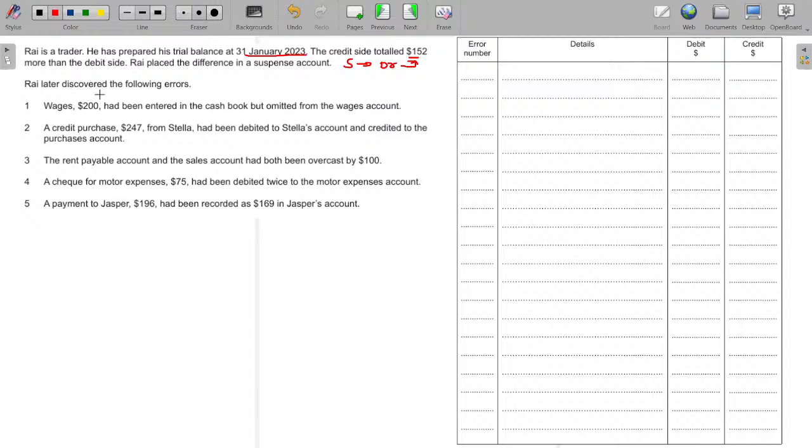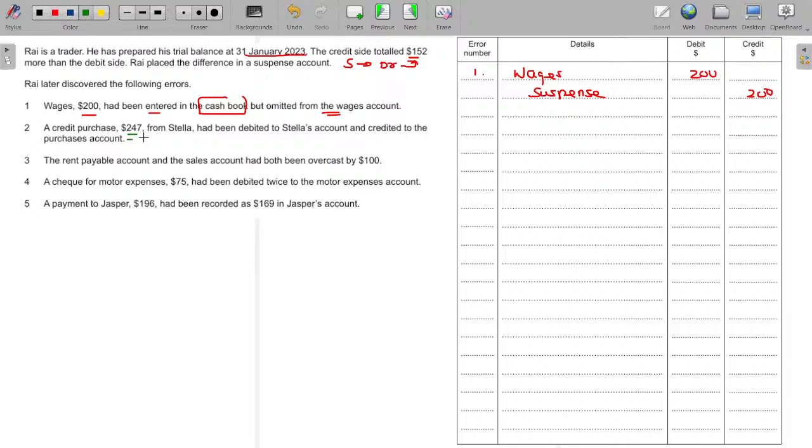Roy later discovered the following errors. Wages 200 had been entered in the cash book but omitted from the wages account. So only in the wages account it is omitted. Now you have to rectify this one. Wages is a debit, so I debit this. But in cash it is correctly recorded, so the other side will now be named as what? Suspense account. Is that clear?